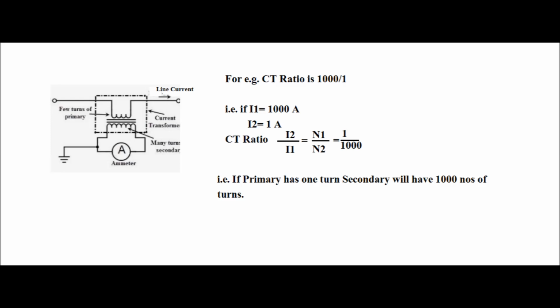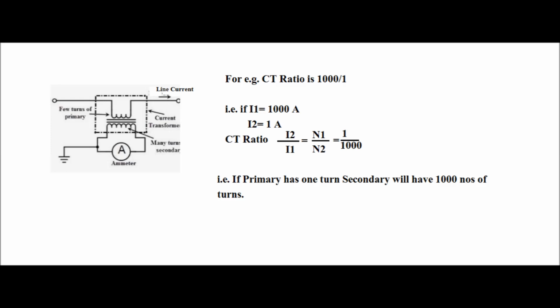The basic principle of the CT is to reduce the current to a certain amount to get the input to the relay, ammeter, or energy meter. For example, if a CT ratio is 1000/1, then if 1000 ampere of primary current flows in the primary side, 1 ampere will flow in the secondary side.